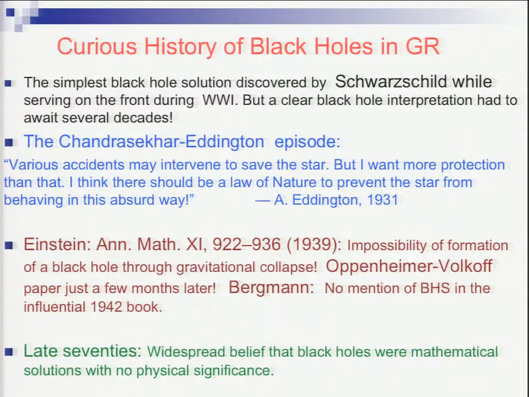And therefore, this assumption was wrong, and Einstein was also wrong. So Einstein thought that it was impossible to form a black hole through gravitational collapse. But just a few months later, Oppenheimer and Volkoff solved this problem and showed that black holes do form. Curiously, Bergmann, as Professor Mukunda mentioned, was an assistant of Einstein, and he wrote this very influential book in 1942 on general relativity, the first serious textbook in the English language, if you like, on general relativity.